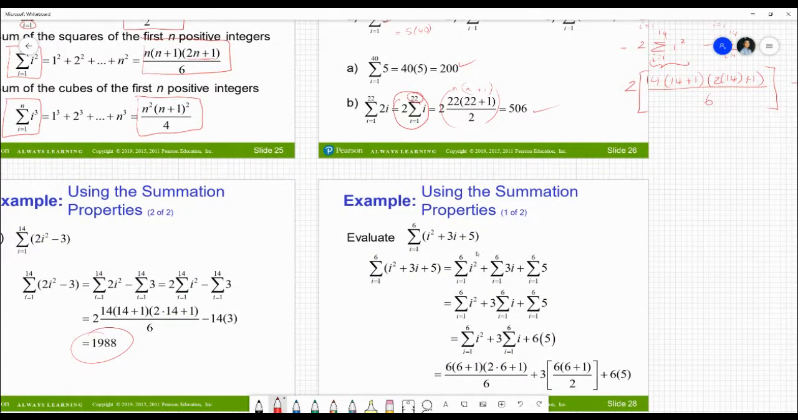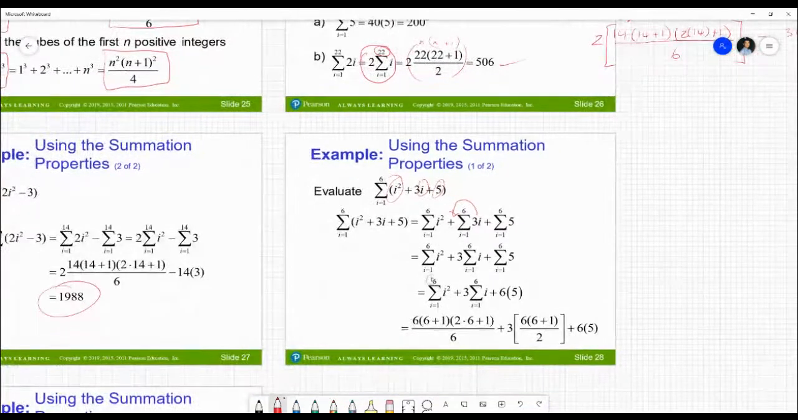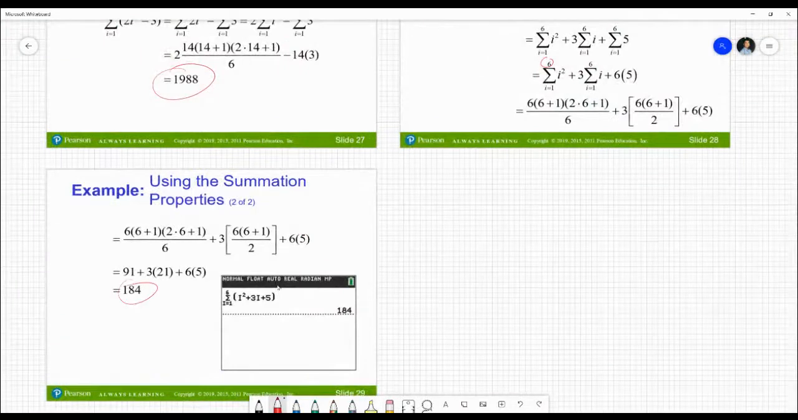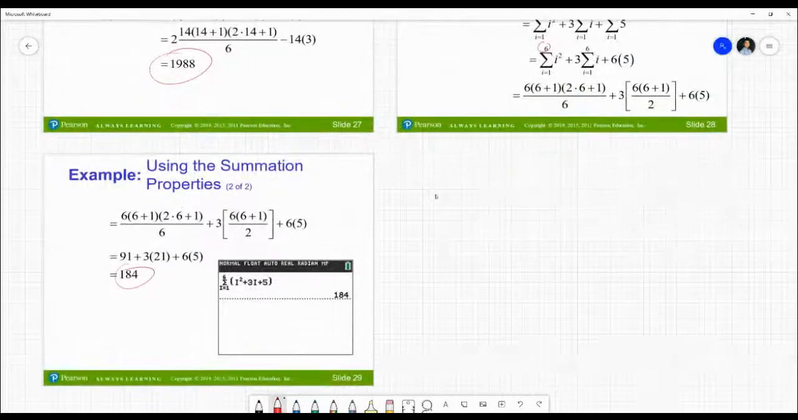All right, for this one a little bit more involved, but it's still the same thing. You have an I squared, you have an I, and you have a constant. You break it up into 3 summations, and then you take out all of the constants, like here's a constant right here. And since there's no variable in here, we can just leave it like this because it's just n times c. Over here, we're just using the formula where n is 6. So it's just applying the formula that we have over here. And we end up with 184.